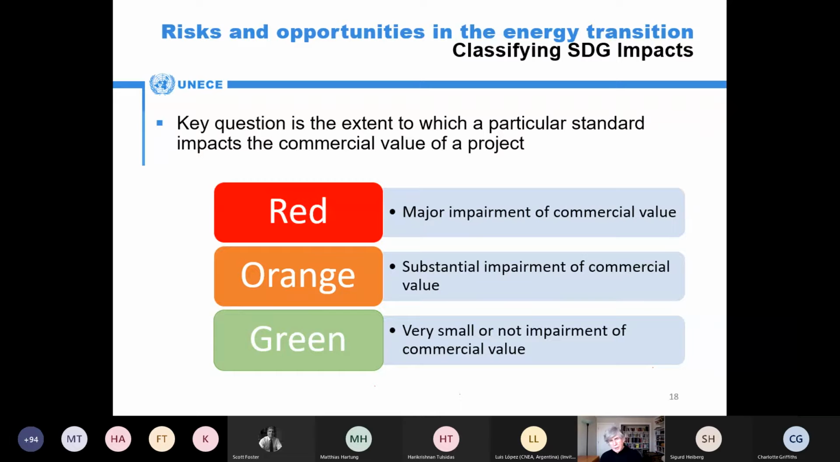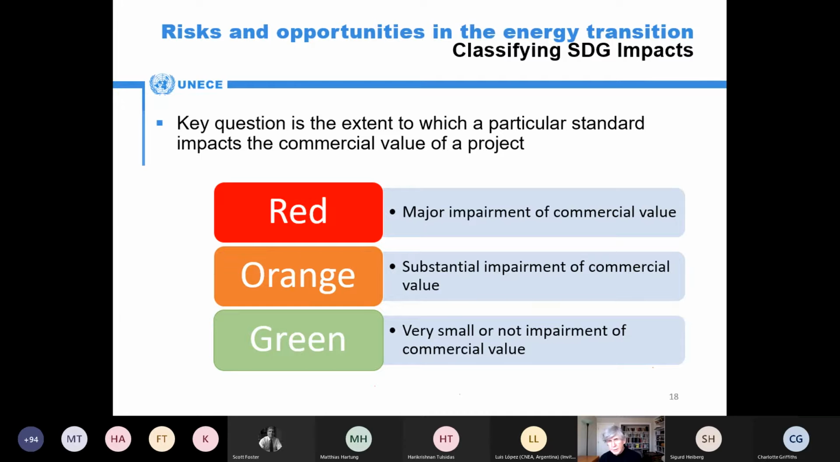The key question, and this is the big one, is to what extent does a particular standard or policy affect the commercial valuation of the project? And if it's green, it says you can impose the Sustainable Development Goals and the environmental standards and the social standards to a project, and it's not going to significantly impair the commercial value. So that set of projects is viable. That set of projects can go ahead.